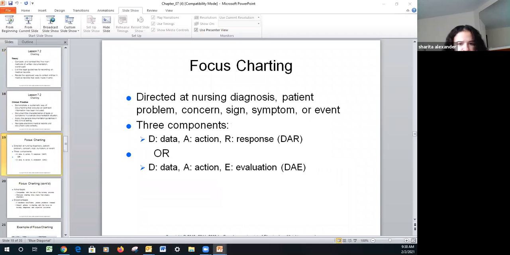Okay. So a couple more ways we can chart. We can chart with a focused assessment, focused charting. It's directed at your specific patient problem, concern, or signs. So the components of focused charting: we're going to gather our data, we're going to do something about it, and we're going to check the response. So DAR or DAE, both the same: data, action, and evaluation.